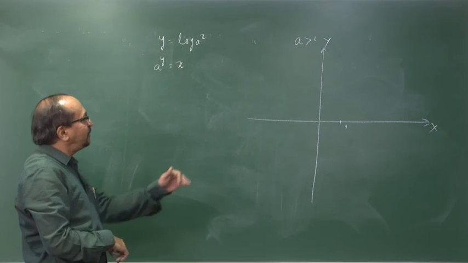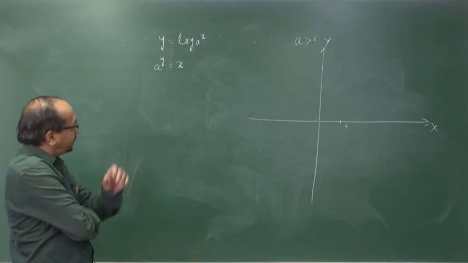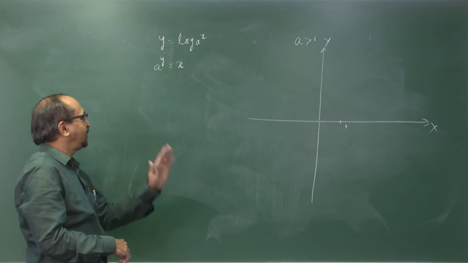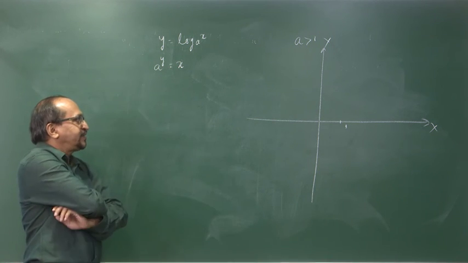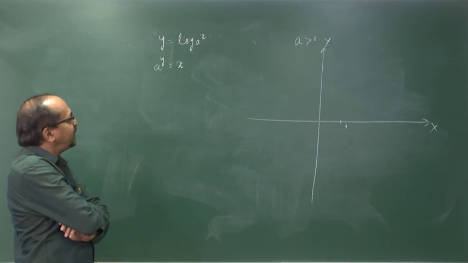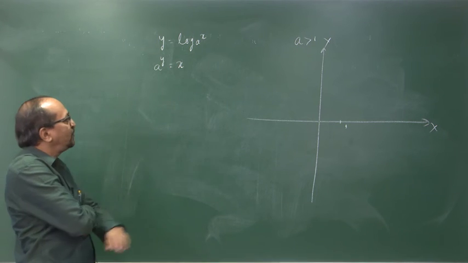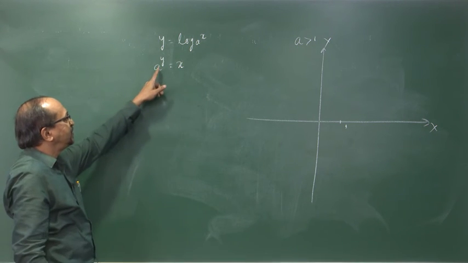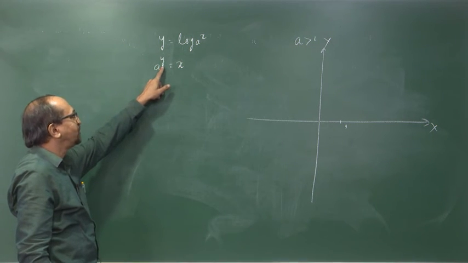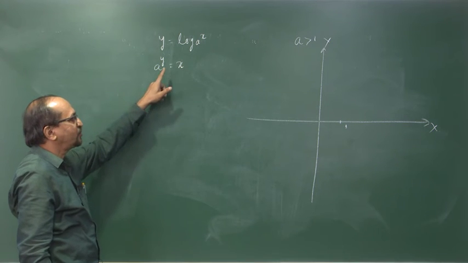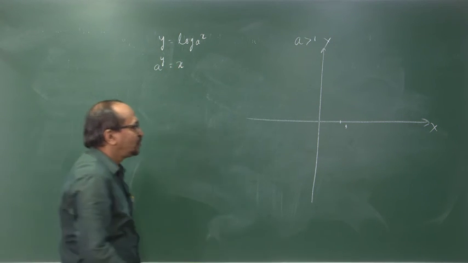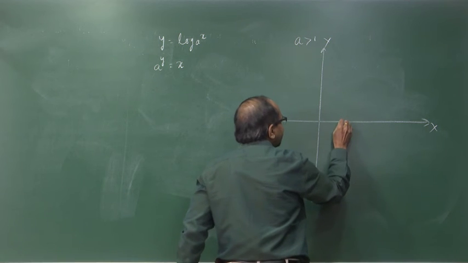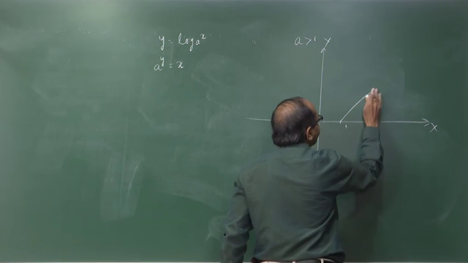As the positive value of y is increasing, a is greater than 1, means y is suppose 2, 3, 4, then x is equal to a square, a cube, a to the power 4. So, the value of x also increases. So, the graph is like this.